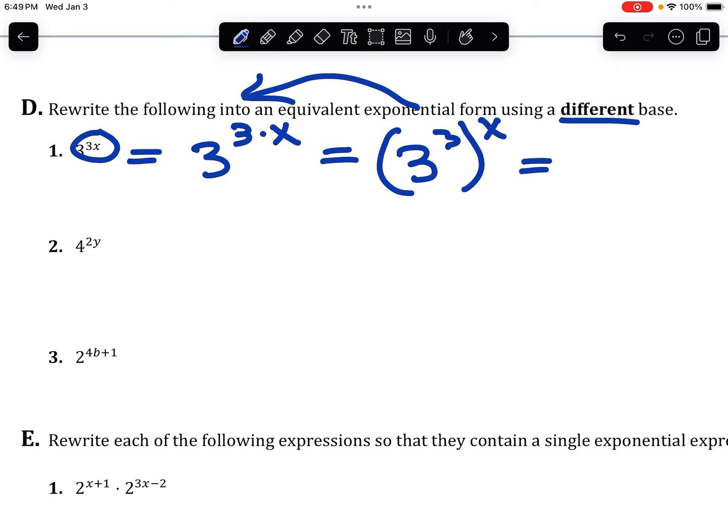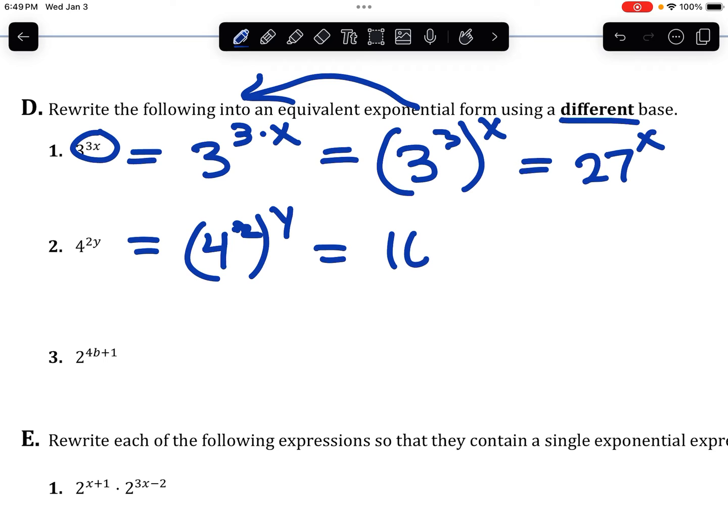And then we can say, well, what's 3 cubed? That's just 27. And then keep the x power on there. So now we got a different base. Same thing for this one. We can call it 4 squared all to the y. And then 4 squared is obviously 16 to the y.